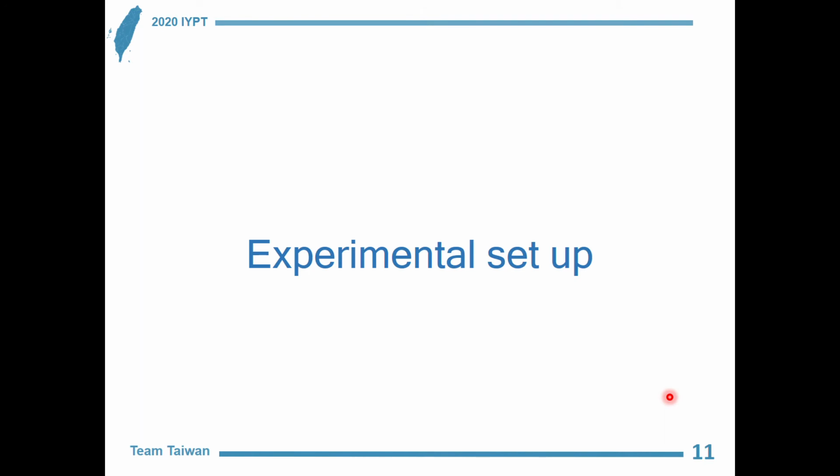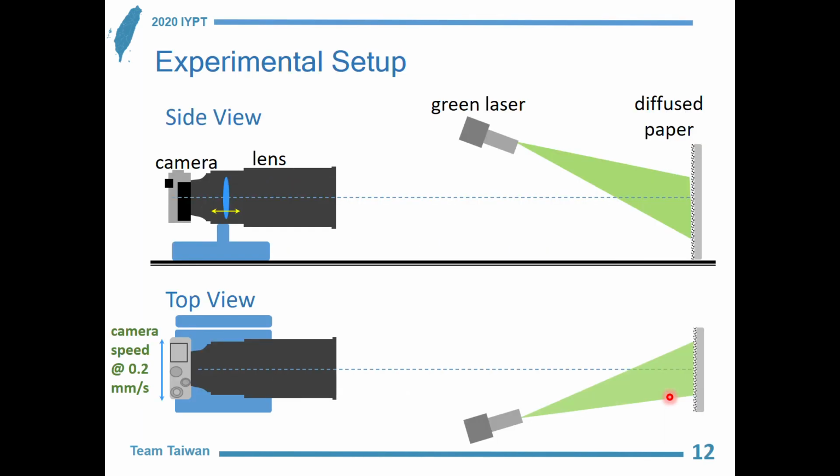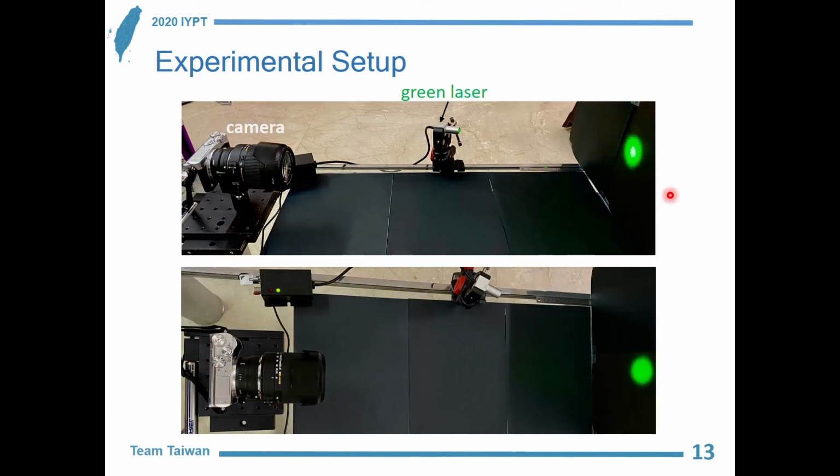Then we will show our experimental setup. We use a camera with a lens that can adjust the focal length to observe the motion of laser light spots and speckles on a rough surface, and use black paper as the required dark rough surface. By mounting the camera on a motorized translation stage, we can control the camera to move horizontally at a steady speed, which is 0.2 millimeters per second in our experiment. These are pictures showing our experimental setup.